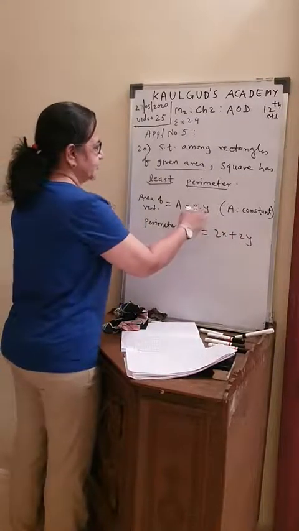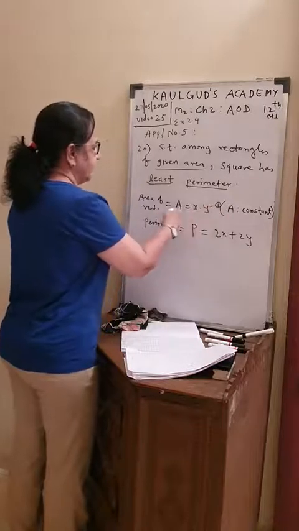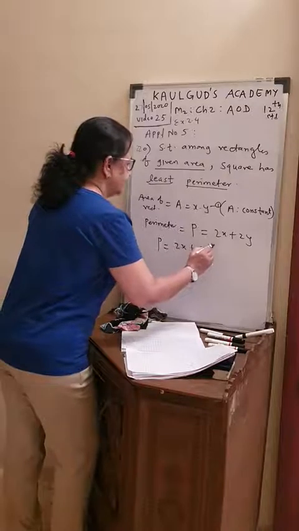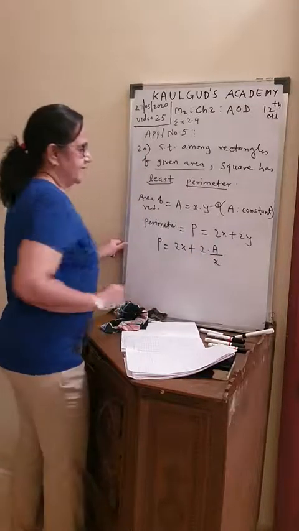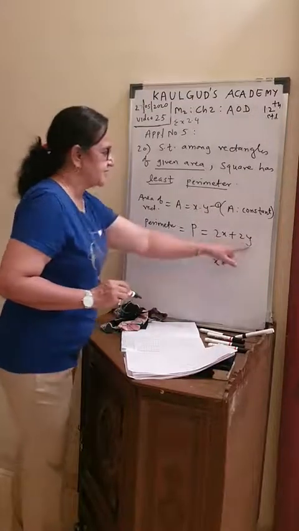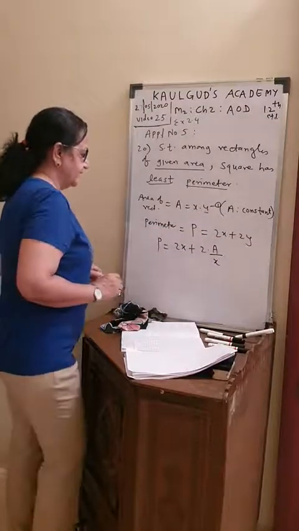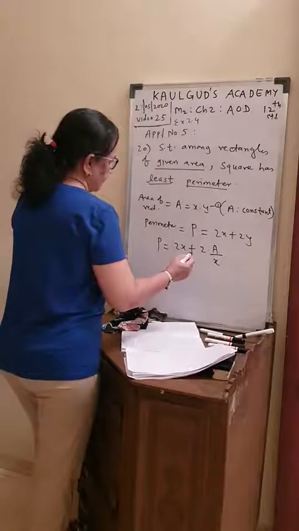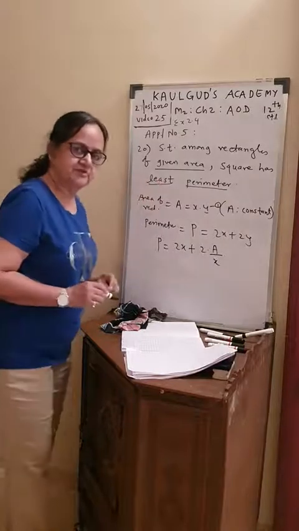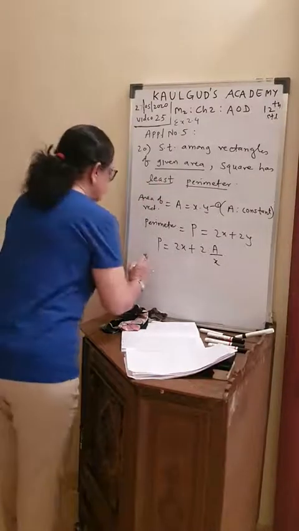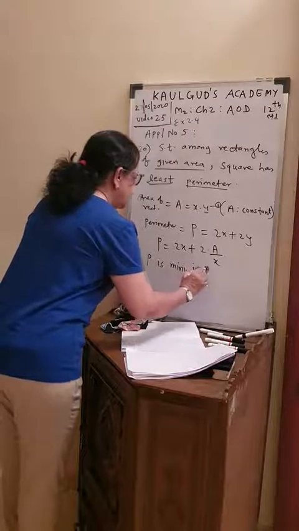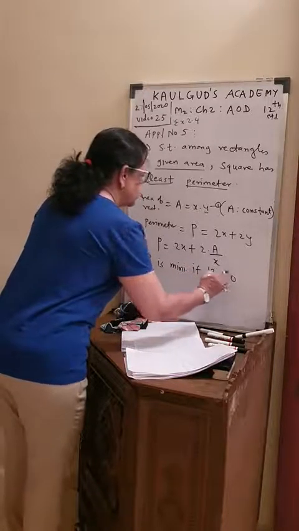But what is the y value from here? Suppose I call this equation number 1. y will be a upon x. So perimeter will be 2x plus 2 into a upon x. Because as I said, I can't have two unknowns. I can't have two variables. So I replace the value of y from equation 1. Okay. Now this perimeter should be minimum. Where is that possible? Derivative 0. So P is minimum if dP by dx equal to 0.